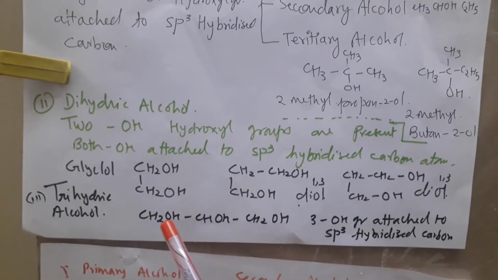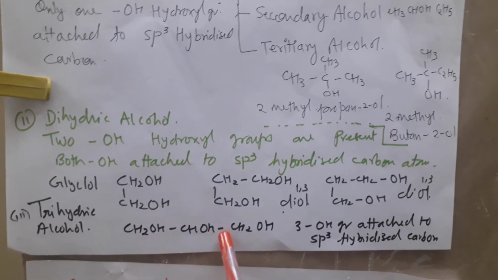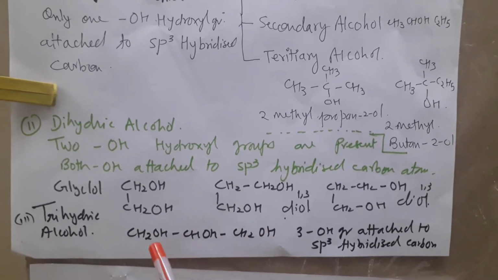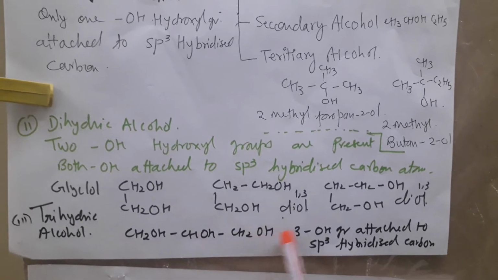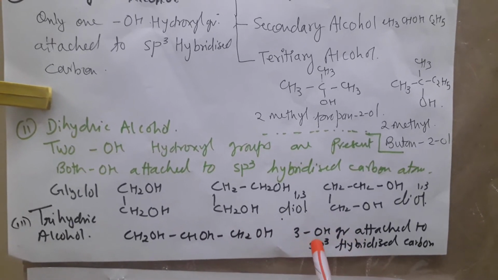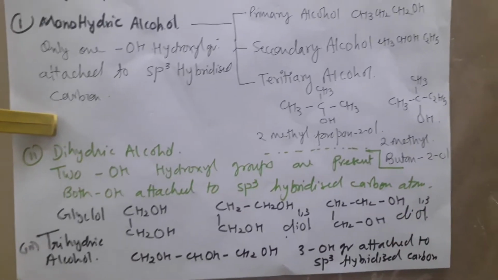Clear? Now see here, there are 3 OH groups present on different carbons, CH2OH, CHOH, CH2OH. That is propane 1,2,3 triol. How many carbons are there? 3 carbons. So this is propane 1,2,3 triol. 3 OH groups are attached to sp3 hybridized carbons, so we'll call it trihydric alcohol. Now you understand monohydric alcohol, dihydric alcohol and trihydric alcohol.